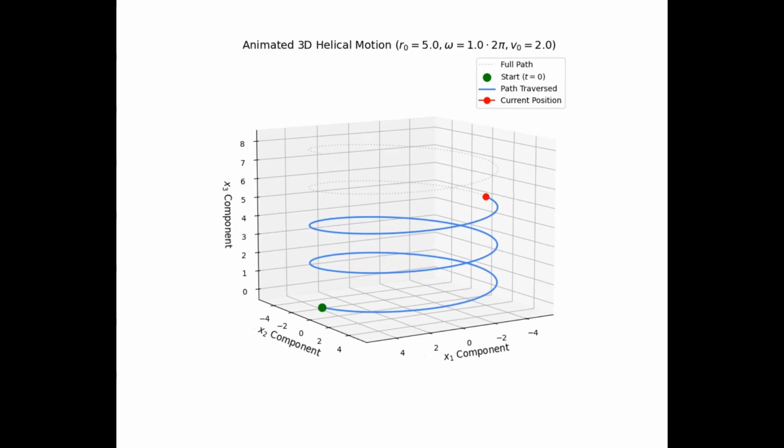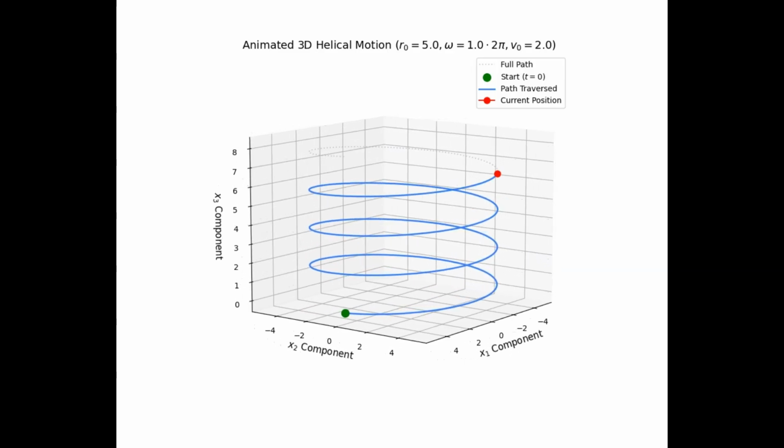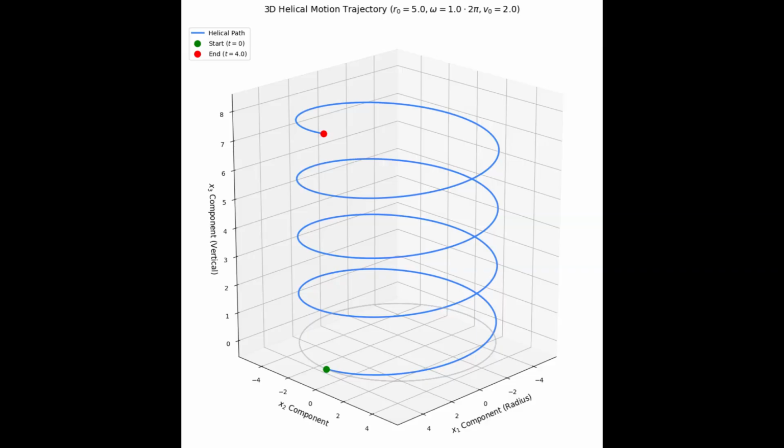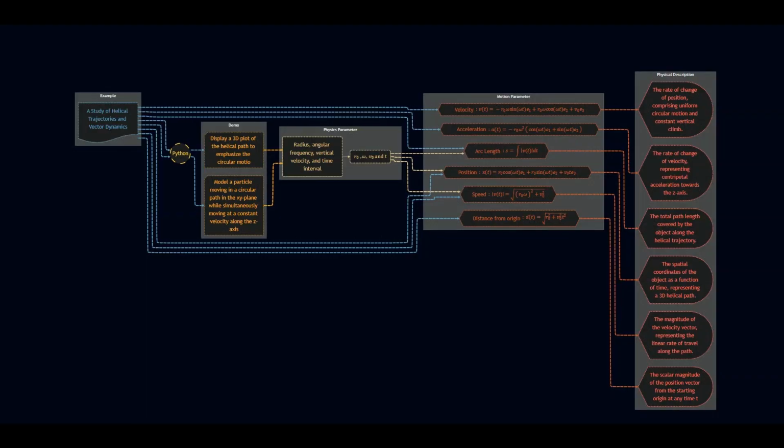To make the experience more immersive, the virtual camera can even rotate during playback, allowing the viewer to appreciate the depth and symmetry of the helical structure from various perspectives. By balancing high-precision calculations with smooth visual playback, these models confirm the theoretical constancy of speed and the elegant uniformity of the spiral path.